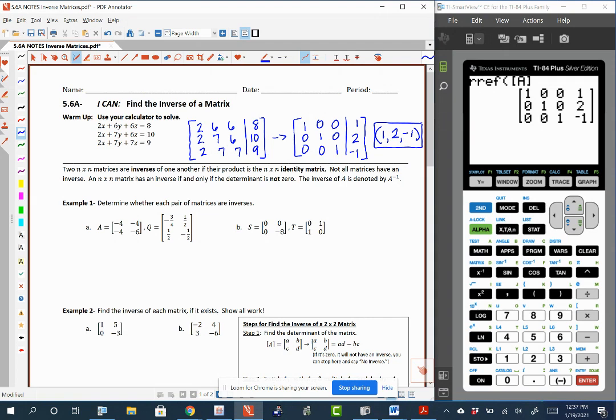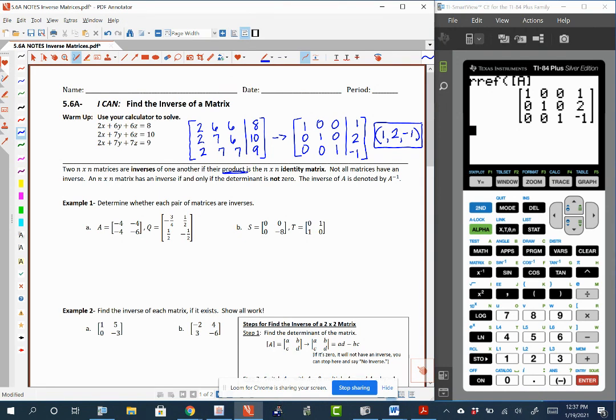So it says that 2 n by n matrices are what are called inverses of one another if their product is an n by n identity matrix. So we know what an identity matrix is. We just looked at it in our warm-up. Anything that's got the same dimensions, 3 by 3, 2 by 2, 4 by 4, and that main diagonal is ones. So 2 matrices are inverses of one another if their product, I'm going to underline that, their product is the identity matrix.